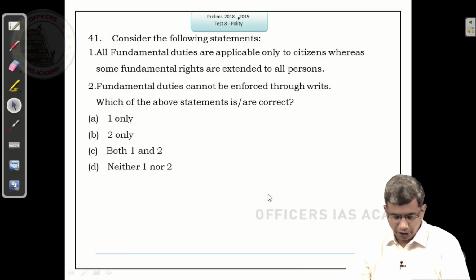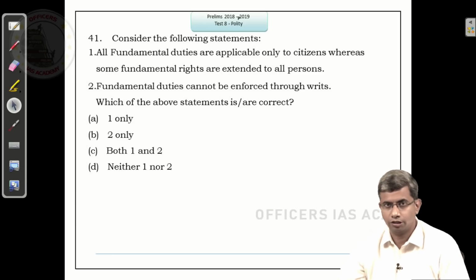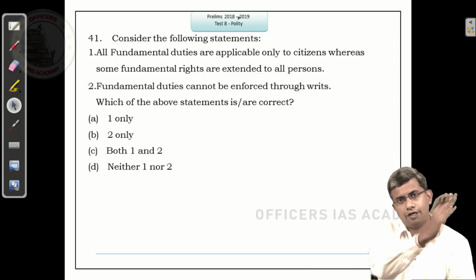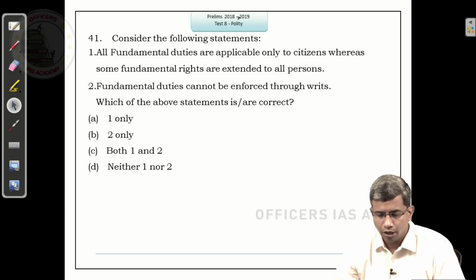Consider the following statements. All fundamental duties are applicable only to citizens, whereas some fundamental rights are extended to all persons. Yes, we know that fundamental duties is applicable only to citizens, whereas fundamental rights, we know 5 articles which are applicable to citizens, the rest of the articles are applicable to all persons. This would have been explained again in detail in the previous video, so please, those of you who haven't watched it, go and watch it.